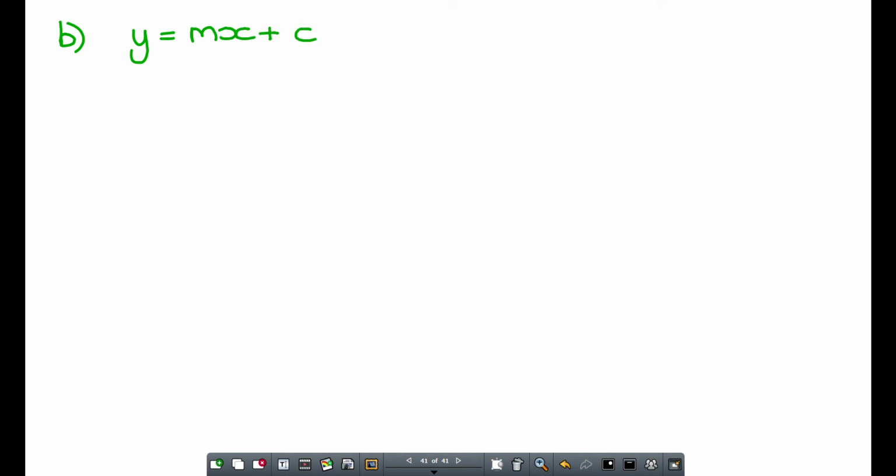Y is equal to mx plus c. Let's start with that c value. Where does it cut through my y-axis? Not 1. It cuts at 2. Okay, so now we want to work out the gradient. My two coordinates are where x is minus 1 and y is 0, and where x is 0 and y is 2.